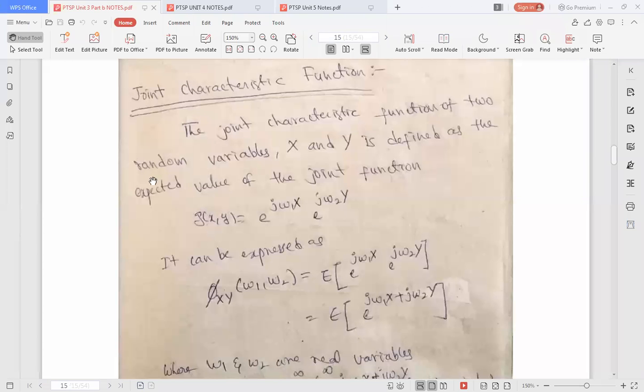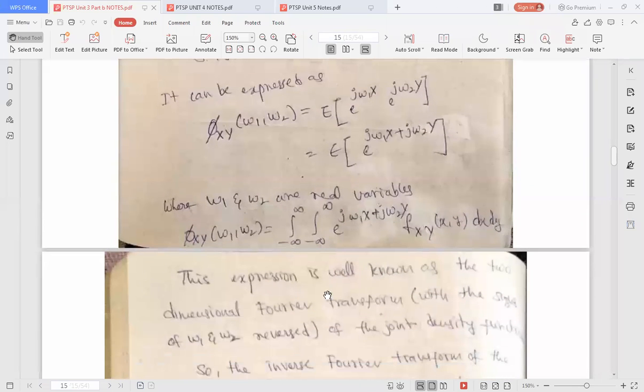Joint characteristic function. The joint characteristic function is given by the expected value of e power j omega 1 x, e power j omega 2 y. Okay. So how do we represent joint characteristic function? Phi xy of omega 1 comma omega 2. This is the formula notation we use to represent the joint characteristic function.